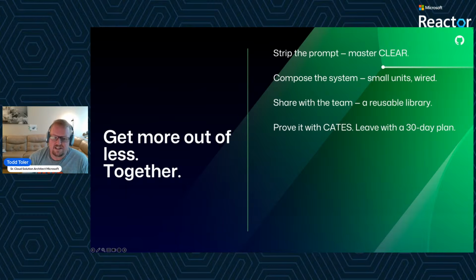So here's the shape of the day in one line. It's one move at 3 different scales. You strip the prompt, with a framework that we're going to use called Clear. You compose a system of small prompts wired together instead of just one giant one, and then you share them with the team, so a library that we're going to try to work on. So the 4 outcomes, you see them there at the side. We're going to try to leave with a 30-day plan and get through everything.